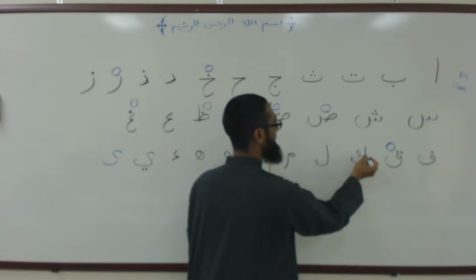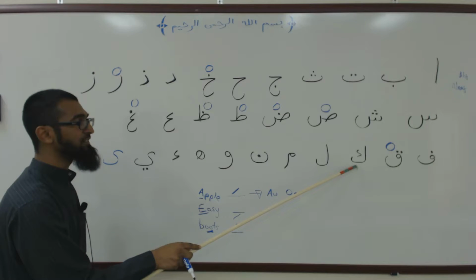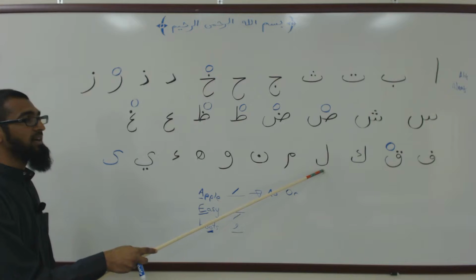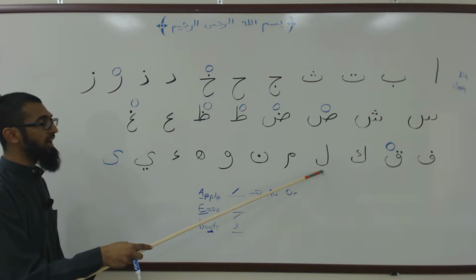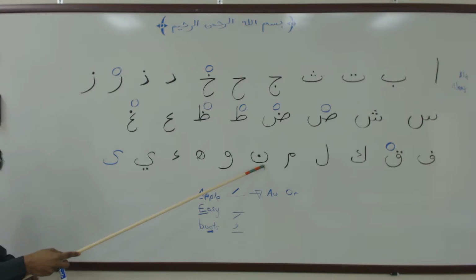Kaf. You think kaf is round? No. Lam. Lam is round? Lam is not round. Mim. The question is not even relevant here because it's mim, there's no A sound. Noon. The U sound.